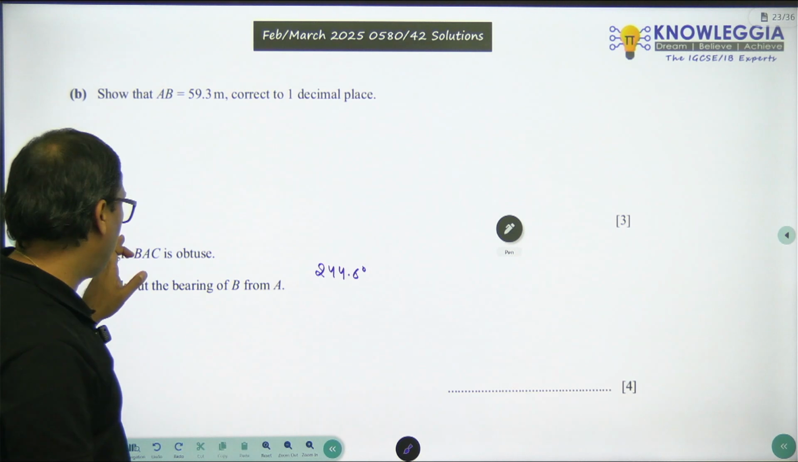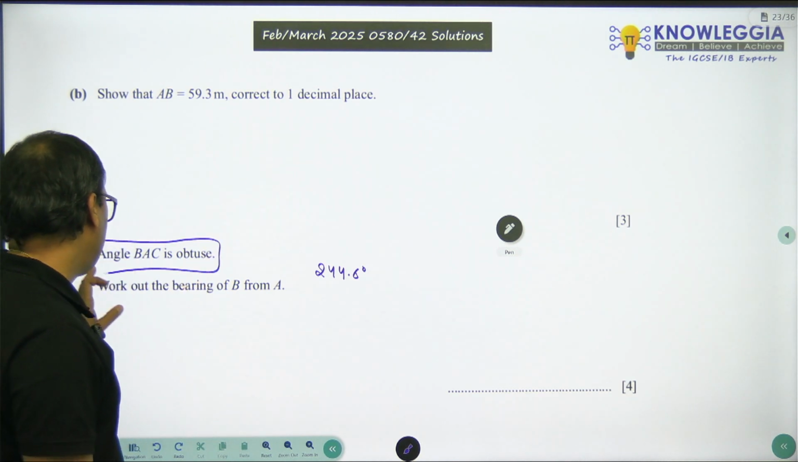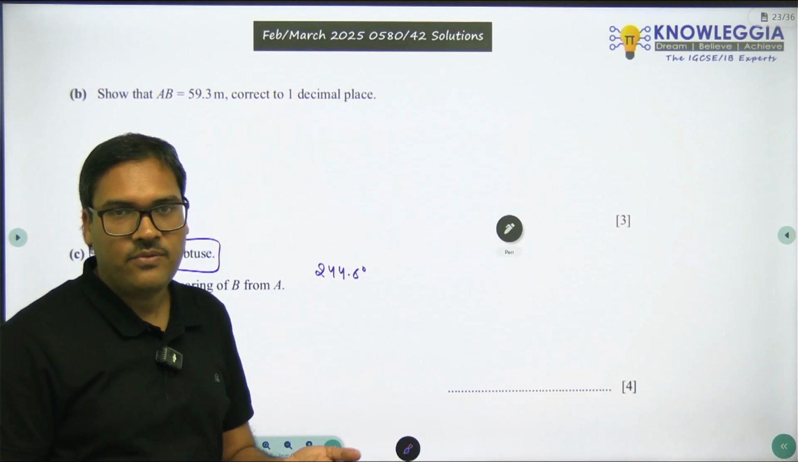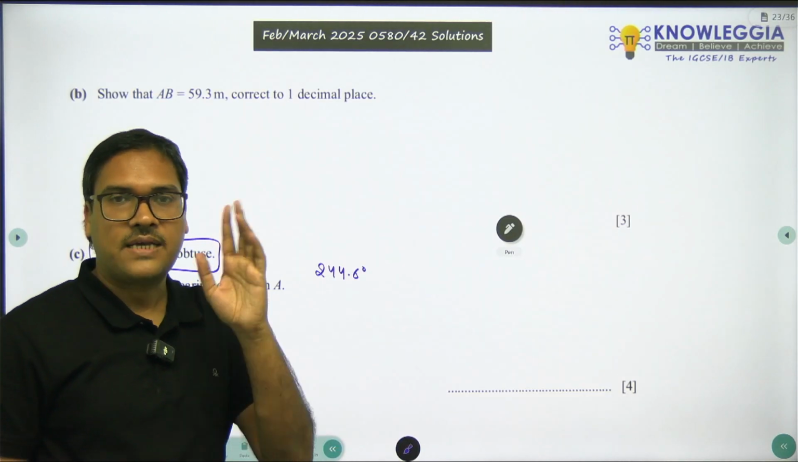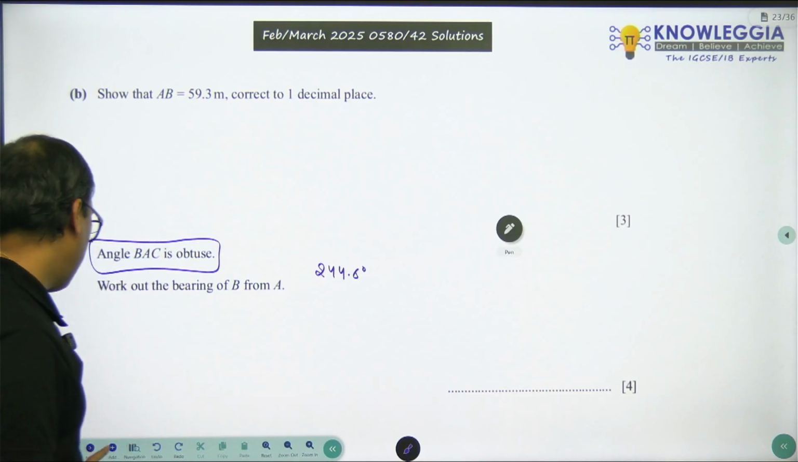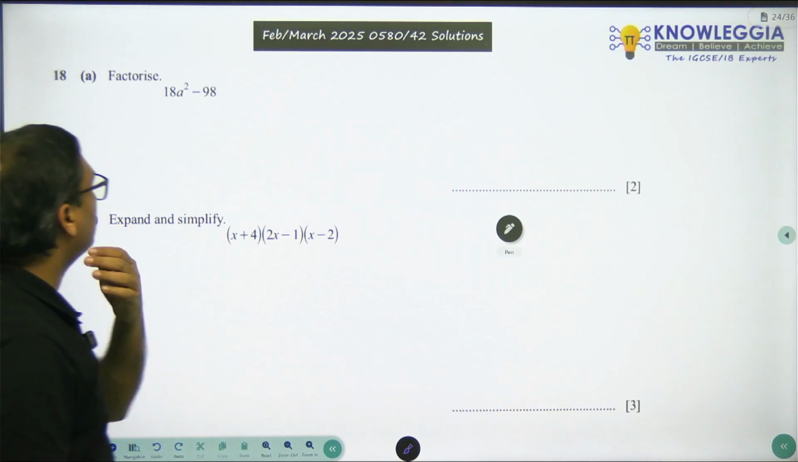So always, this is a very important point. Angle BAC is obtuse. So when you use the sine rule, if you get any value, you will always write two values, because the sine of an angle and 180 minus that angle will be the same. Okay, remember this point. Now the next question, factorize this.